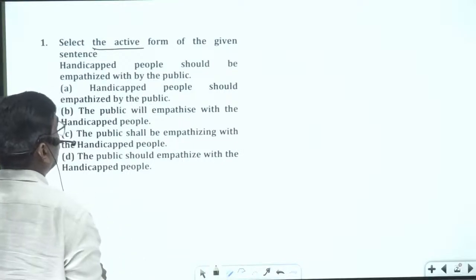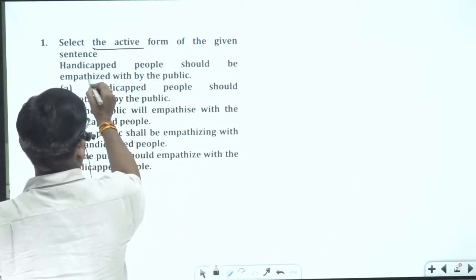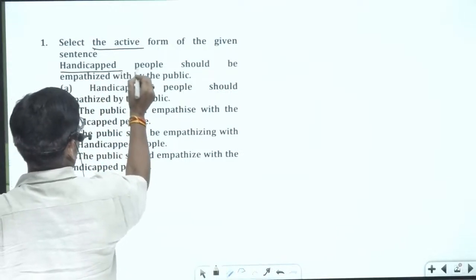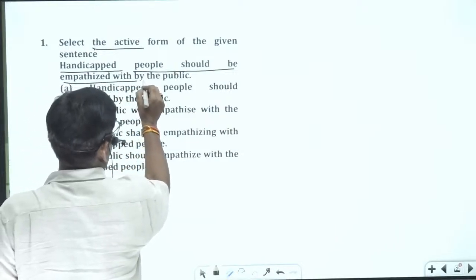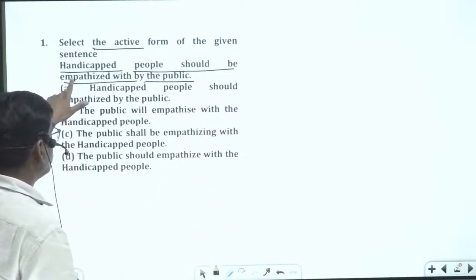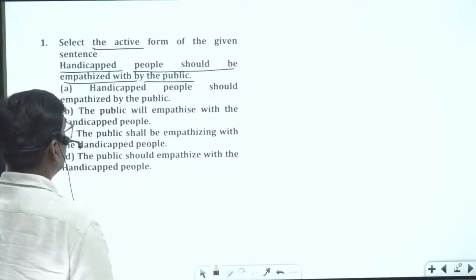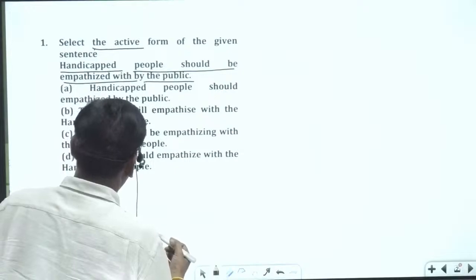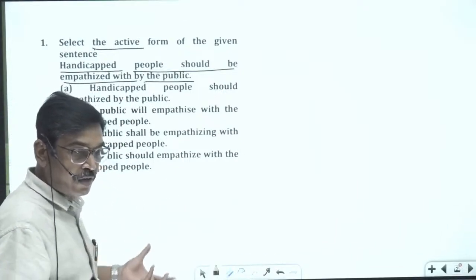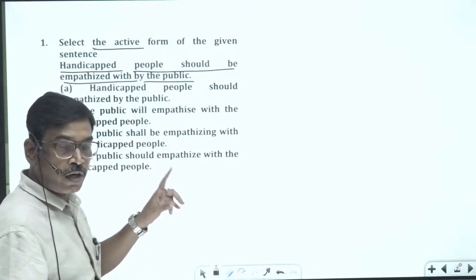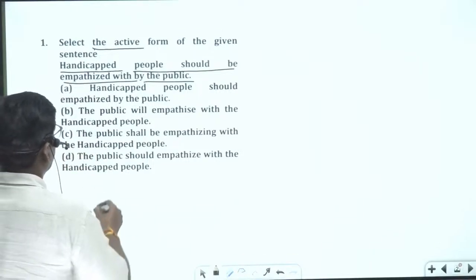The active form of the given sentence. It means first of all read out the question. Handicapped people should be empathized with by the public. This question belongs to passive structure. So you have to find out the active structure. We all know that any modal verb, usually basic structure, is modal verb plus be plus V3. That's why it's very easy to understand.